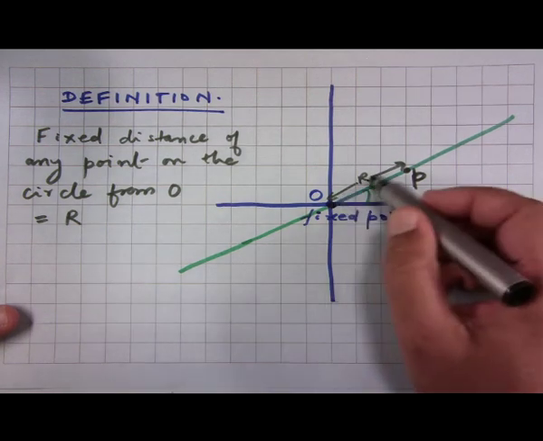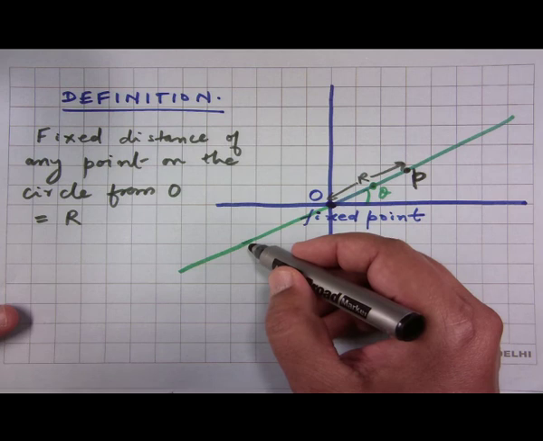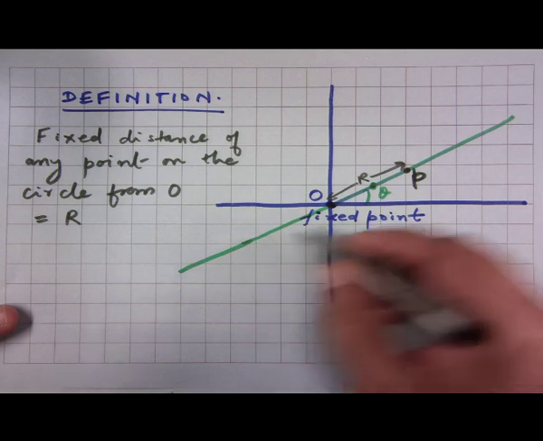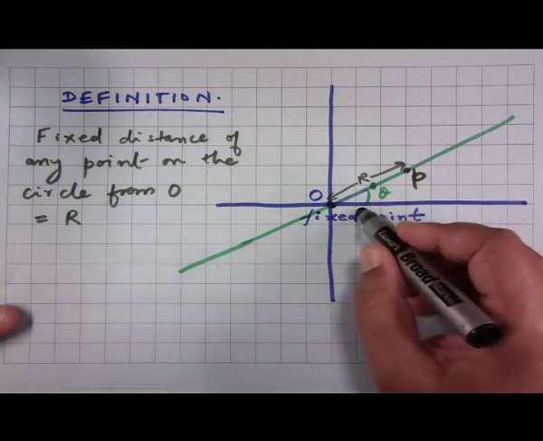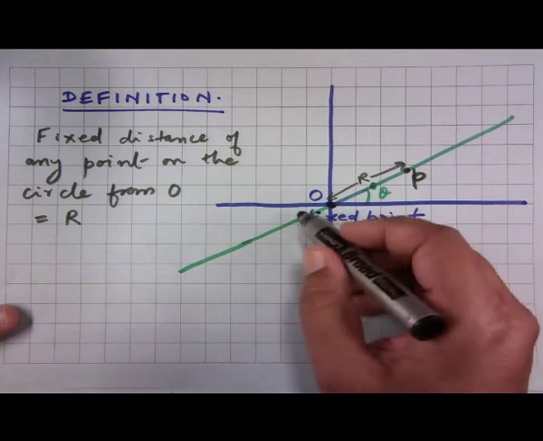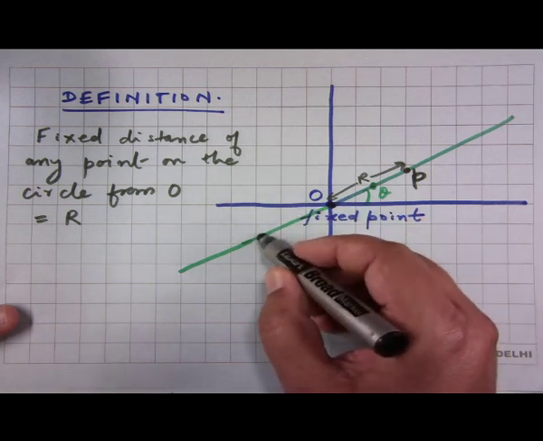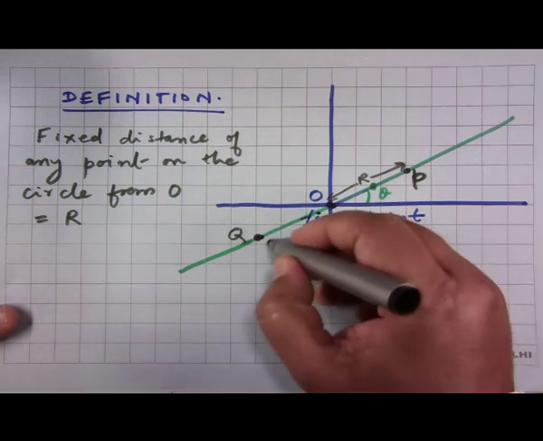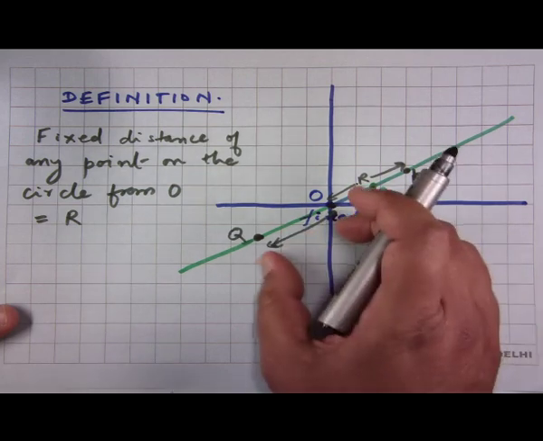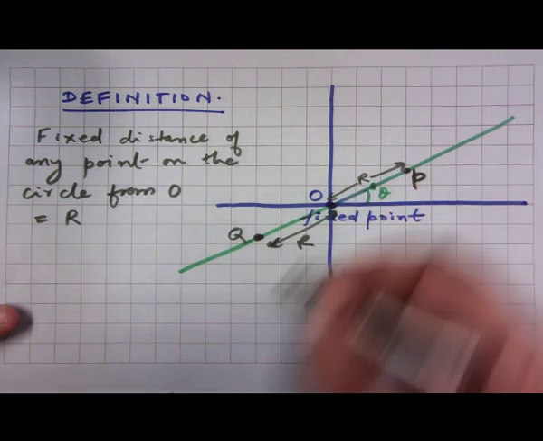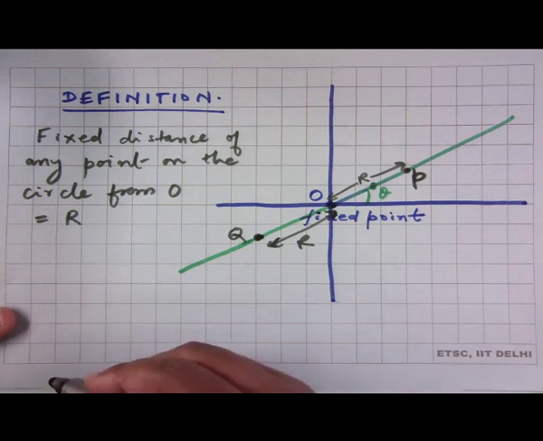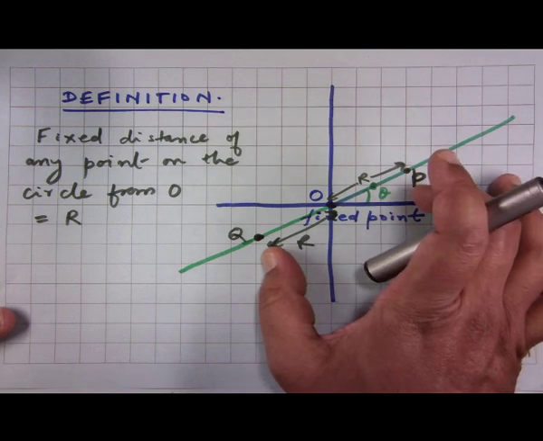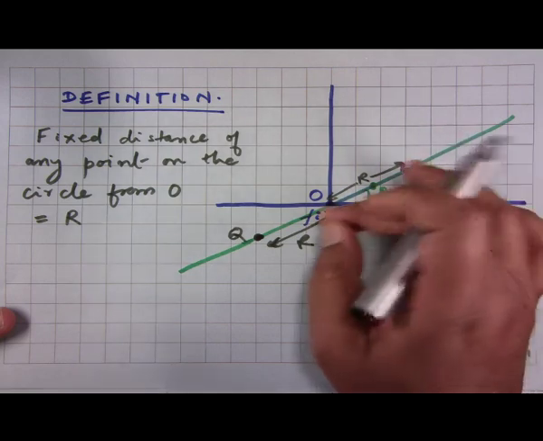Now, instead of going in this direction, we could have gone in the other direction, and then obviously we will get some other point. Let us say this point Q. So, this distance is also r. Now we have 2 points P and Q which are at a distance of r from this fixed point O.